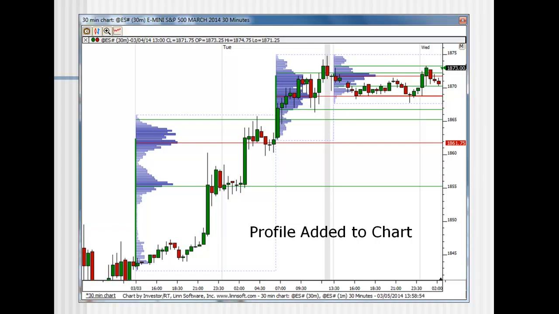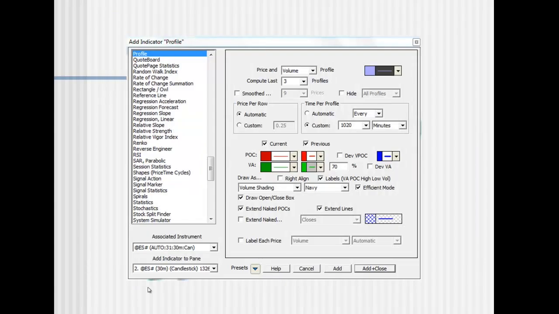Now, to be able to use this tool, it's really quite simple. And to break up the profiles into sessions, at least for the ES Mini, as I have done on the previous chart, I have included this slide with the different settings so you can take a look at them and create them in your own platform.